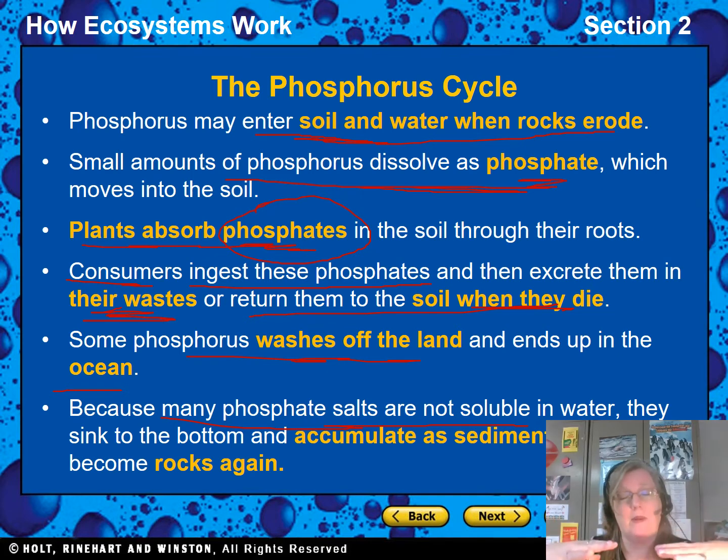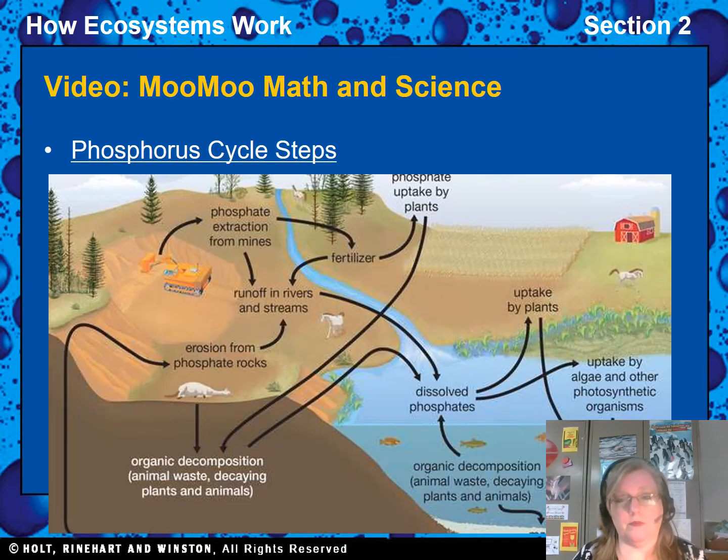And once that happens, they're going to sink down to the bottoms of the water, whether it's ocean or rivers or whichever it is, saltwater, freshwater, it doesn't matter. They're going to sink down to the bottom of the water, and then they accumulate as sediment and become rocks again. Okay, so you kind of remember how the rock cycle works. All right, so we have phosphate eroding off the rocks.